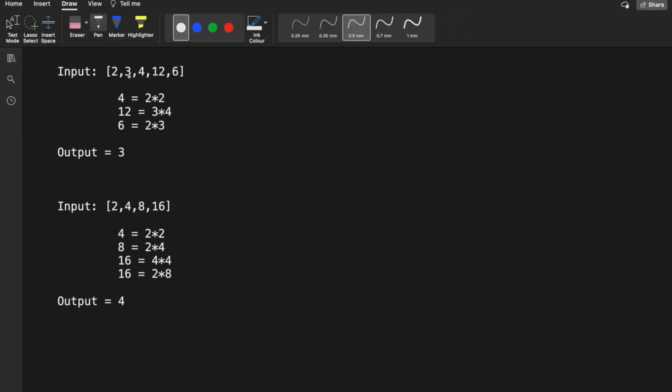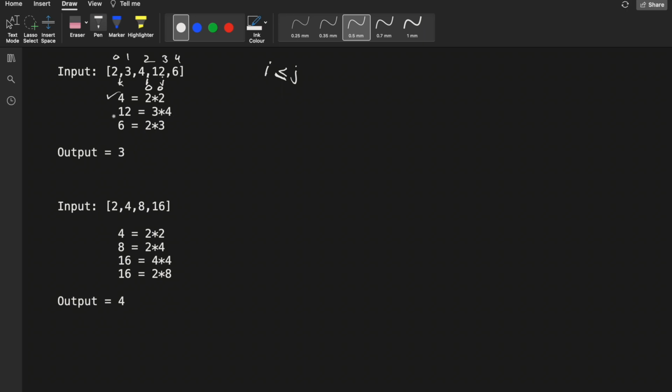For an example, if you are given an array like this, we can take this triplet. Let me also write the index. 4 can be considered as 2 into 2, and also note one thing: i can be less than or equal to j, so we can take two same numbers, because j can also be equal to i. So this is i, this is j, and this is k. 2 into 2 is 4, so this is a valid triplet.